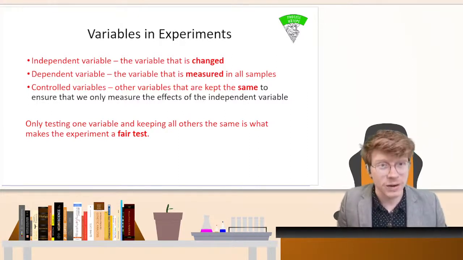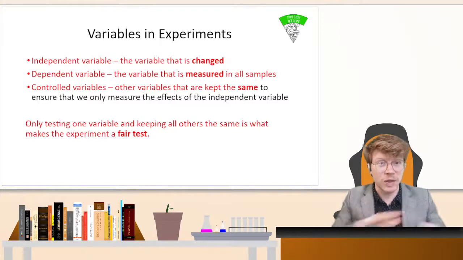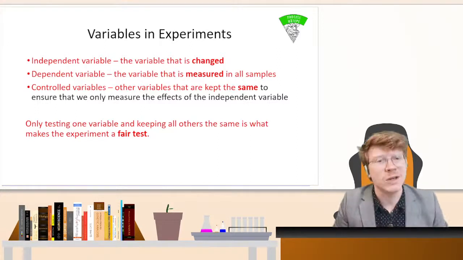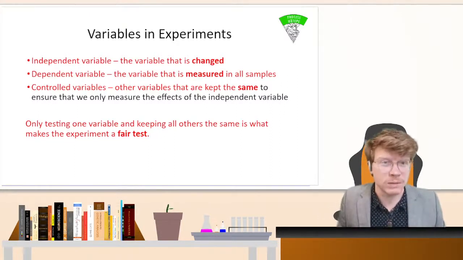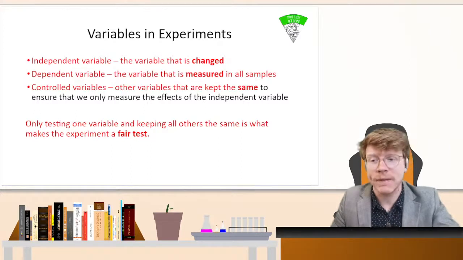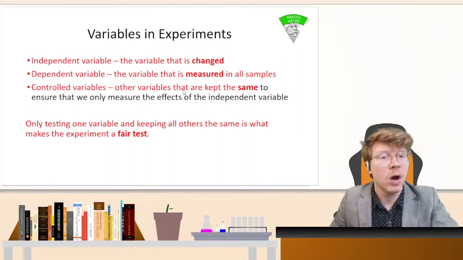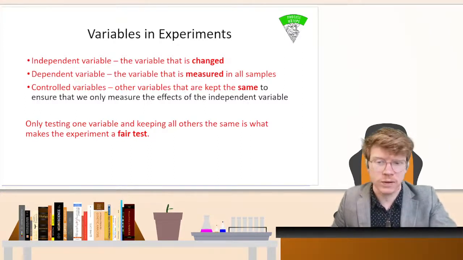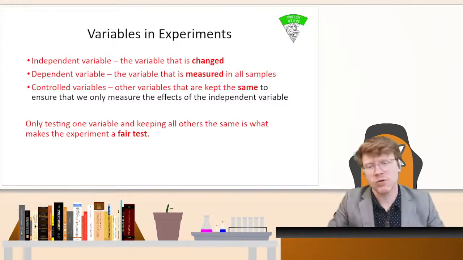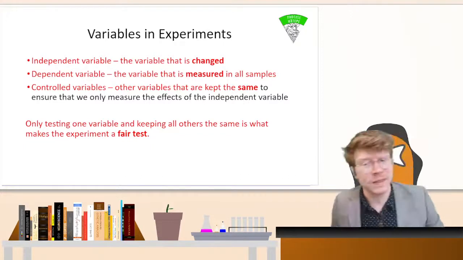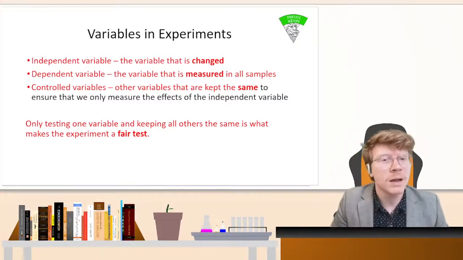The controlled variables are the things we control, the things we keep constant. And if we do a good job, we try and keep those controlled things as controlled as possible. We don't want them to change. As soon as they change, they can have negative impacts on our experiment, which is not so good. That's what we call a fair test, when you do a good job of controlling all your variables, tweaking one thing and measuring one thing.